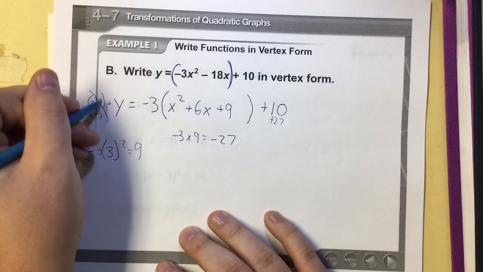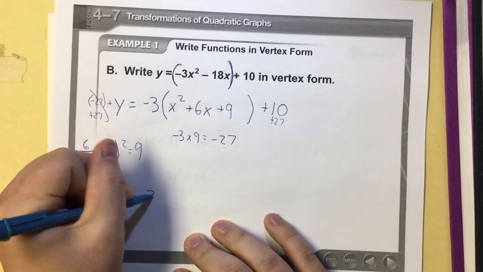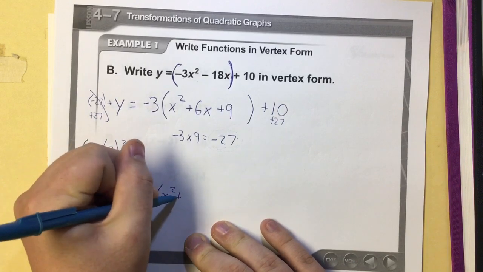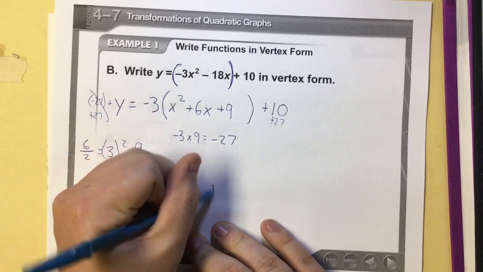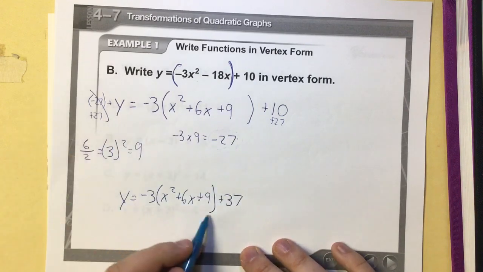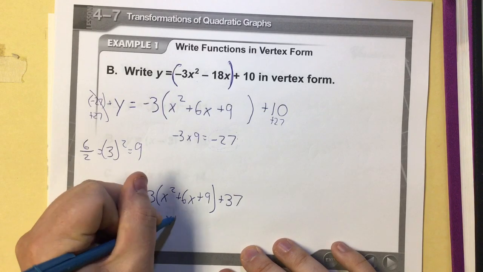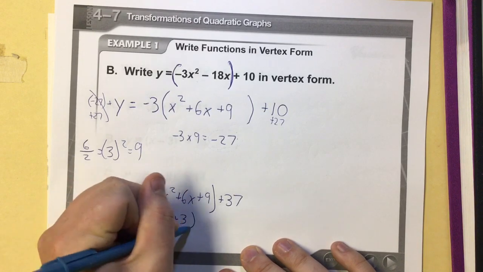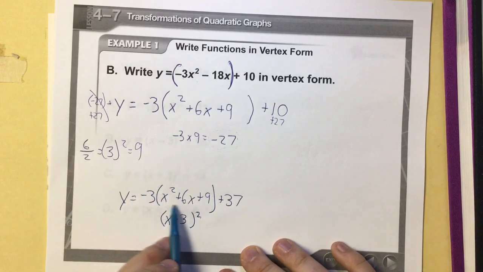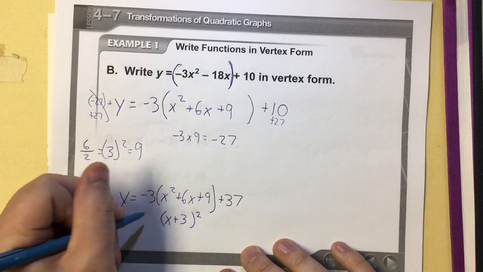And now I have, just writing it down here, y equals -3 times x squared plus 6x plus 9 plus 37. Now this part here in the parentheses is again a perfect square trinomial. That's the whole point of this. This can be factored to x plus 3 squared. The thing in the parentheses with x is always what you got from half of b, +3, so +3.